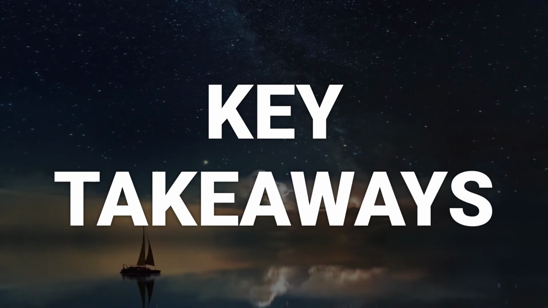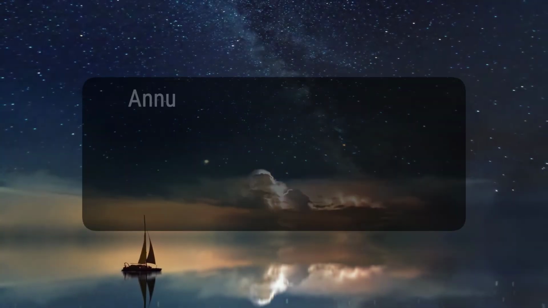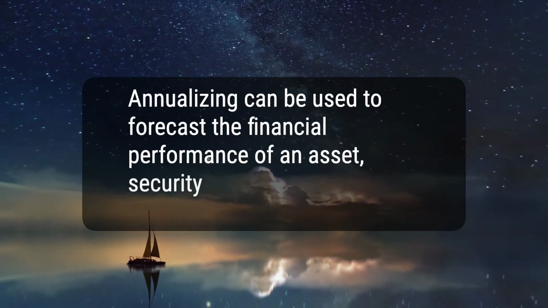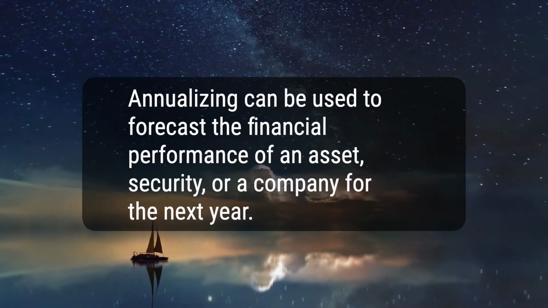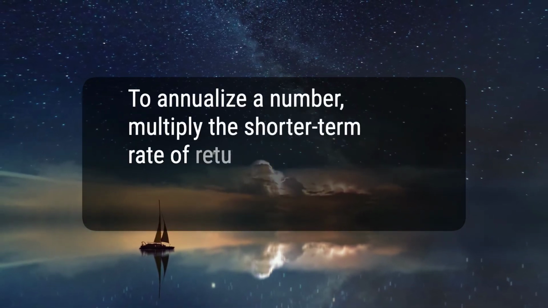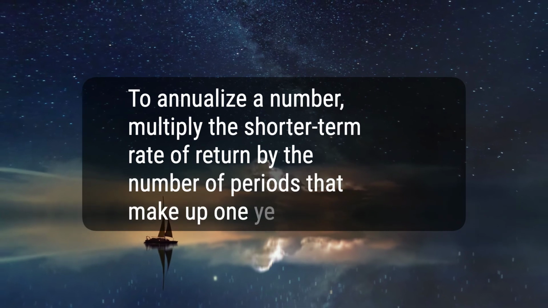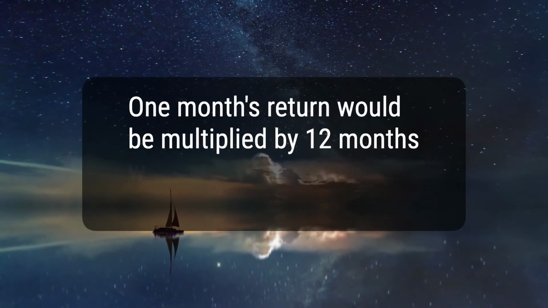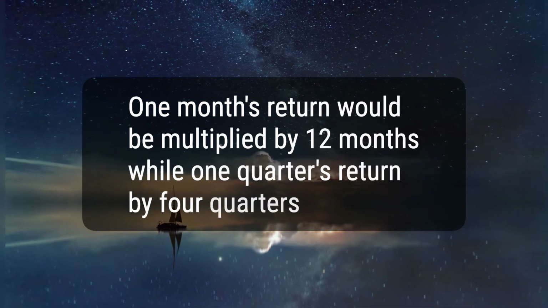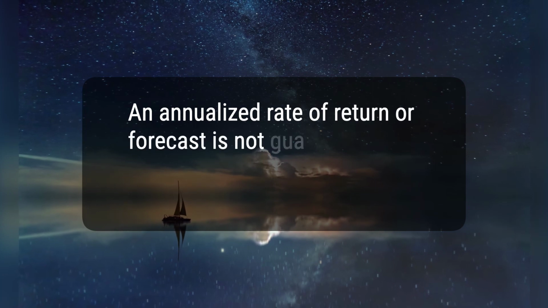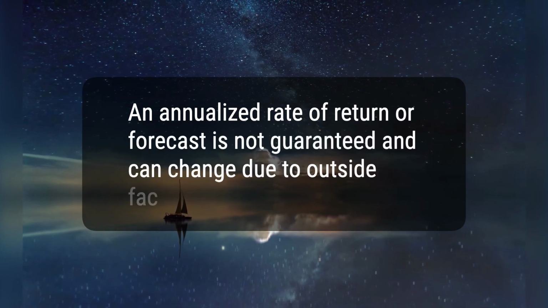Here are 4 key takeaways. 1. Annualizing can be used to forecast the financial performance of an asset, security, or a company for the next year. 2. To annualize a number, multiply the shorter-term rate of return by the number of periods that make up 1 year. 3. 1 month's return would be multiplied by 12 months while 1 quarter's return by 4 quarters. 4. An annualized rate of return or forecast is not guaranteed and can change due to outside factors and market conditions.